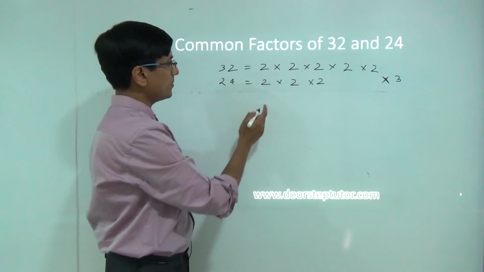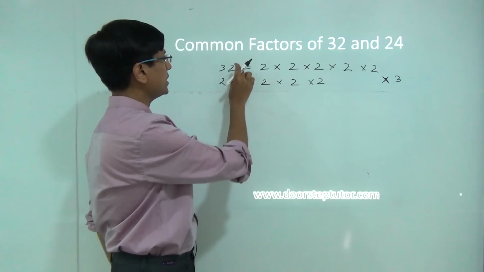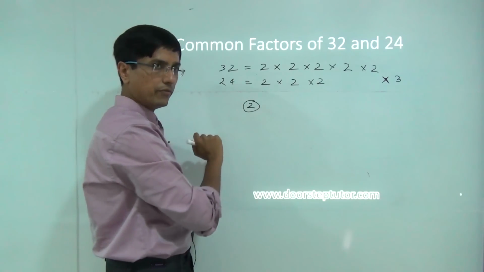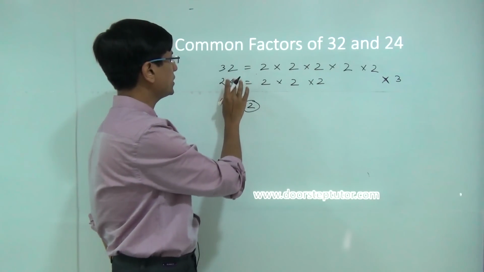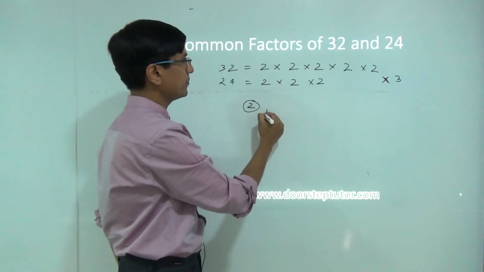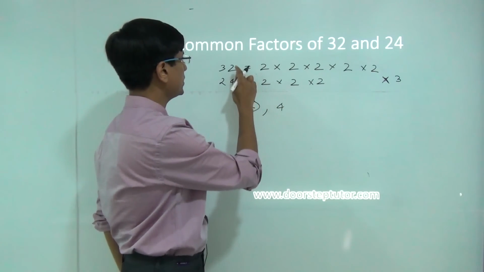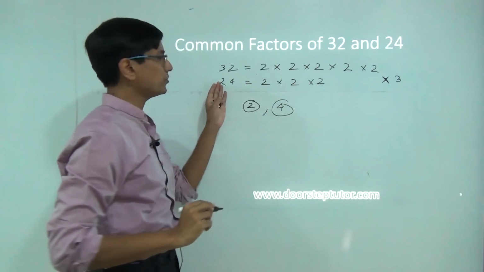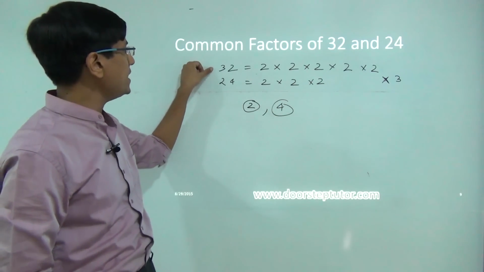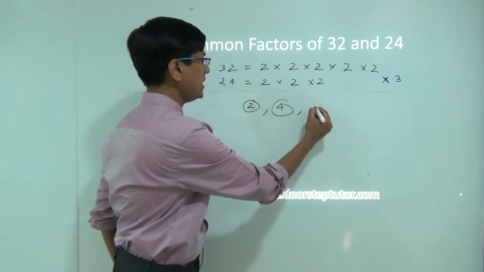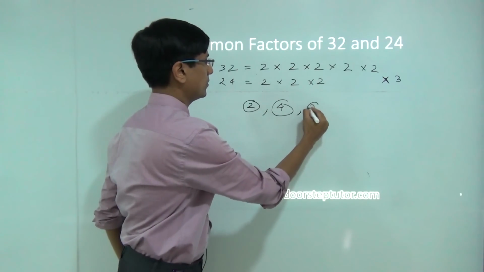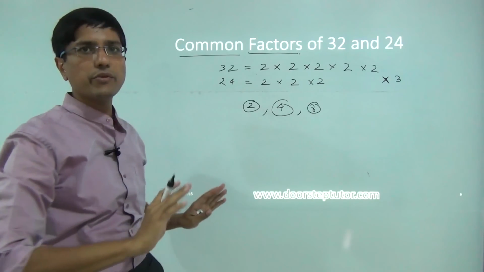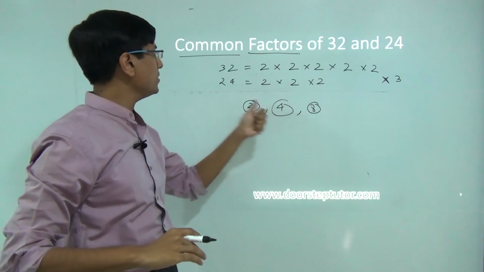If you look closely, there are several numbers which can divide both 32 and 24. For example, 2 can divide 32 and 24 100%, because both 32 and 24 are completely divisible by 2. Similarly, 4 can divide 32 and 24, and so on and so forth. 8 can also divide it, right? So there are several numbers which can divide both 32 and 24. Those are common factors of 32 and 24 because they can divide both these numbers.